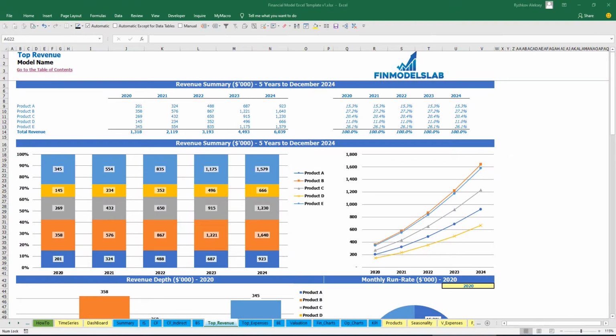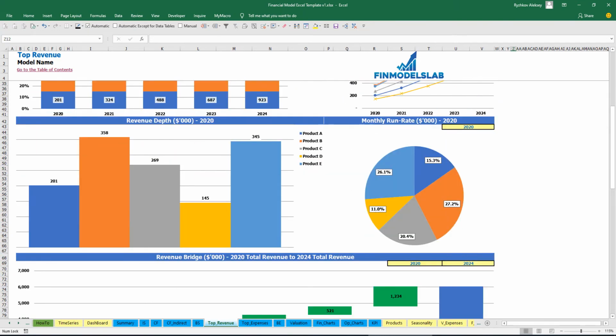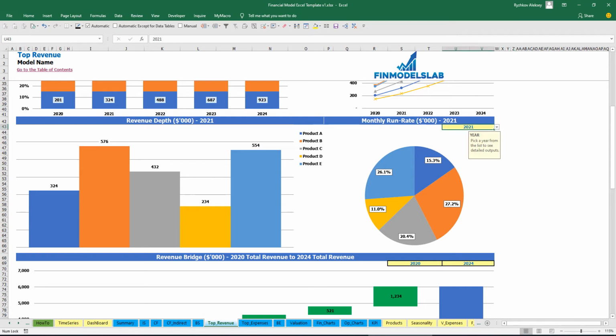On the top revenue tab, you may see the breakdown of your revenue by products and also by years, with absolute values and percentage breakdown. The same information you may see on the charts below. Here you may see the percentage breakdown and absolute values breakdown. Below you may see the revenue depth and monthly run rate chart. You can select the year, and based on this year you will see the information of revenue by products as absolute values and percentage revenue breakdown on the pie chart.